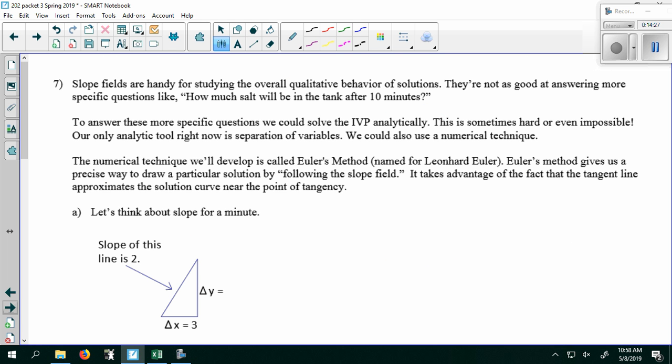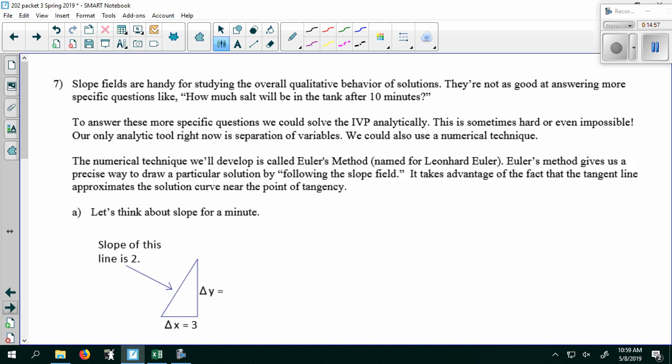Okay, so slope fields are handy for studying the overall qualitative behavior of a solution. They tell us the long run behavior, but they're not as good at answering more specific questions like how much salt will be in the tank after 10 minutes. To answer those more specific questions, we could solve the initial value problem analytically, with separation of variables. But that's sometimes hard, sometimes impossible. So our only analytic tool right now is separation of variables.